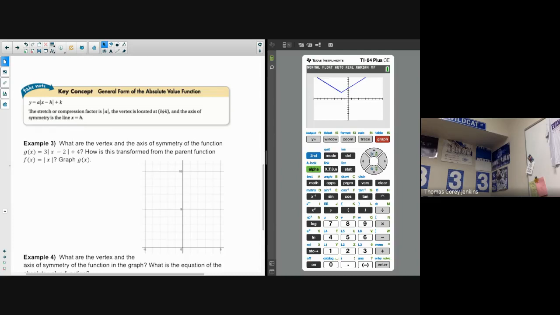All right, so looking at example 3, it says what are the vertex and the axis of symmetry of the function g of x equals 3 times the absolute value of x minus 2 plus 4. And then how is it transformed from the parent function? All right, so based on what I see here, I don't care about the 3 if I'm just thinking about the vertex. All right, so just to answer this question, it's at h comma k, right? H comma k.